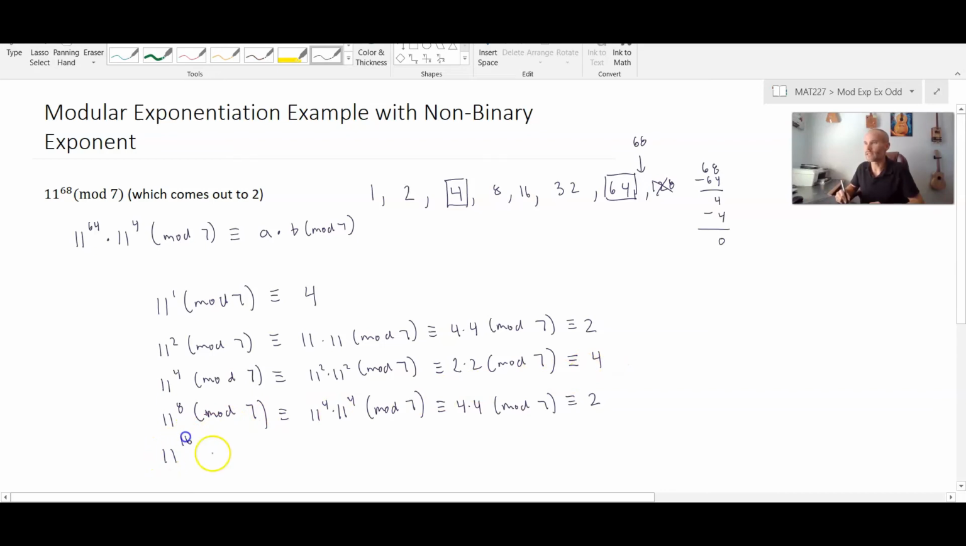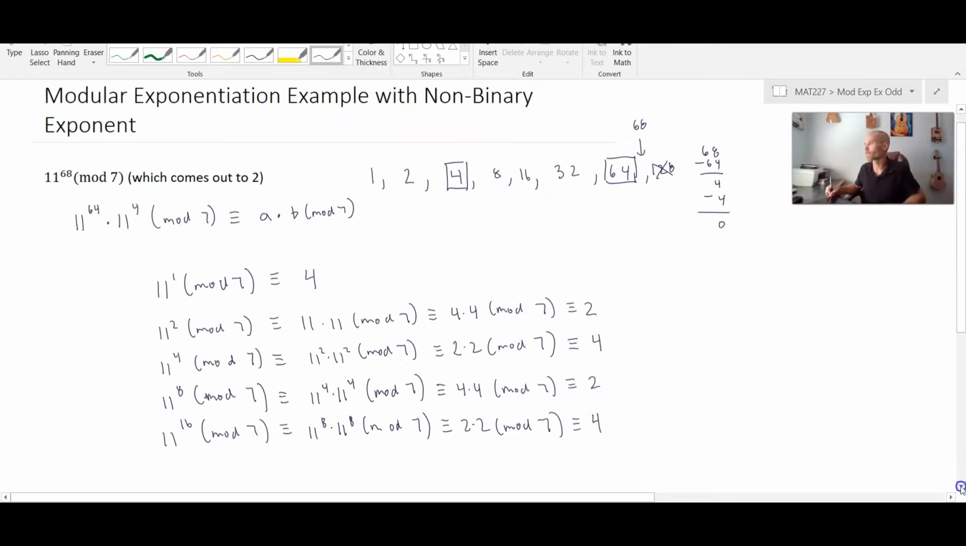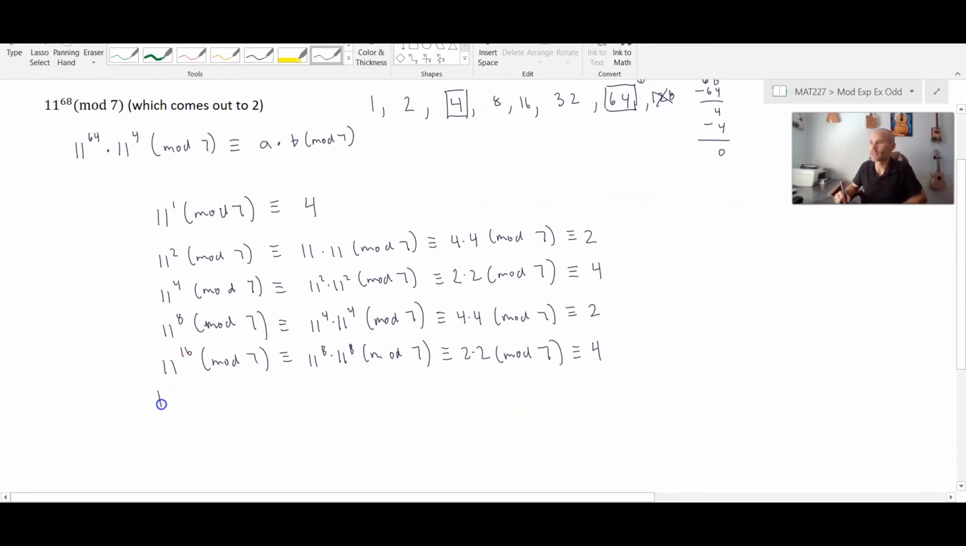11 to the 16th mod 7, which is congruent to 11 to the 8th times 11 to the 8th mod 7, which is congruent to the remainder of 11 to the 8th mod 7, which is 2, so 2 times 2 mod 7. And this may look familiar in terms of our last example because of the fact that we're using mod 7. And so this is 4, and 4 mod 7 is 4. Okay, almost there. 2 more steps.